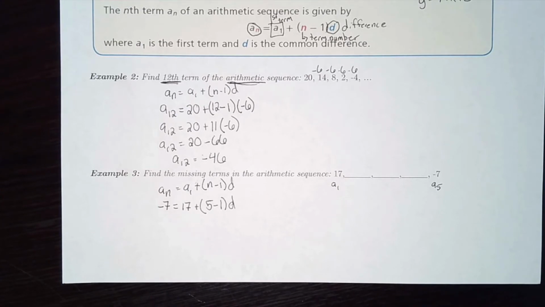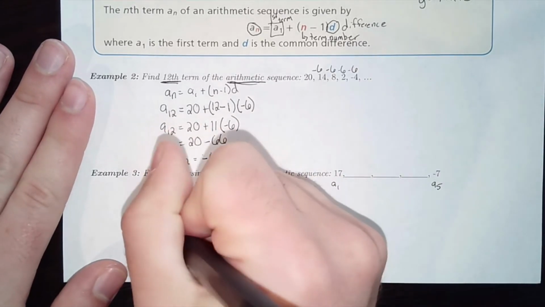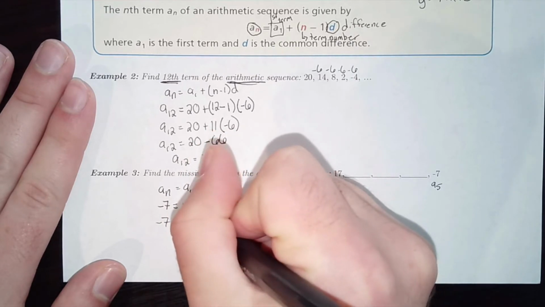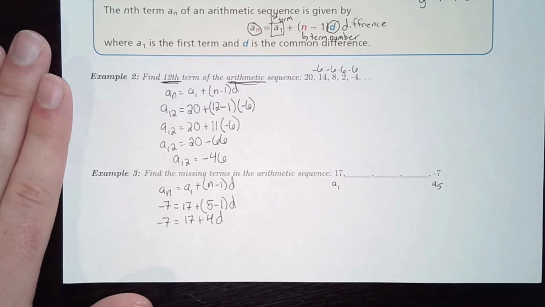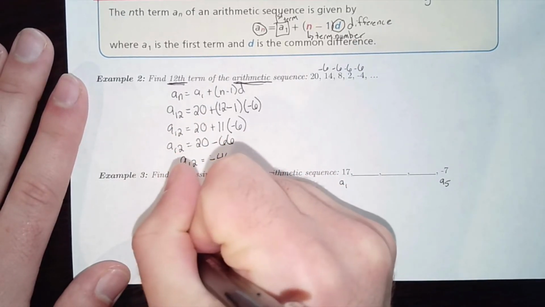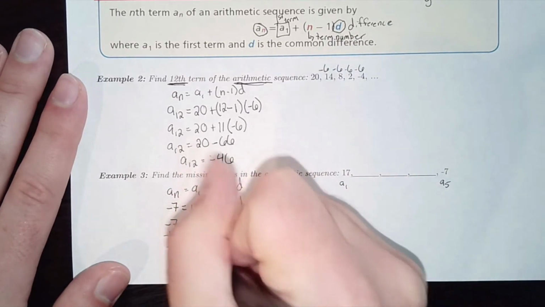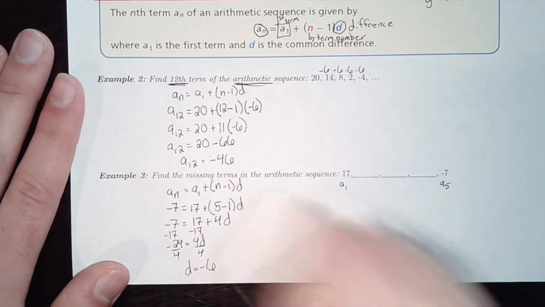And now again, we need to solve. This one's not going to be quite as easy because I'm trying to solve for d, but I can start to work through this. I'll start with 5 minus 1. So negative 7 is equal to 17 plus 4 times d. Now to solve for d, I need to subtract 17 on both sides, which gives me negative 24 is equal to 4d. Then we'll divide by 4 on both sides, and d is going to equal negative 6.